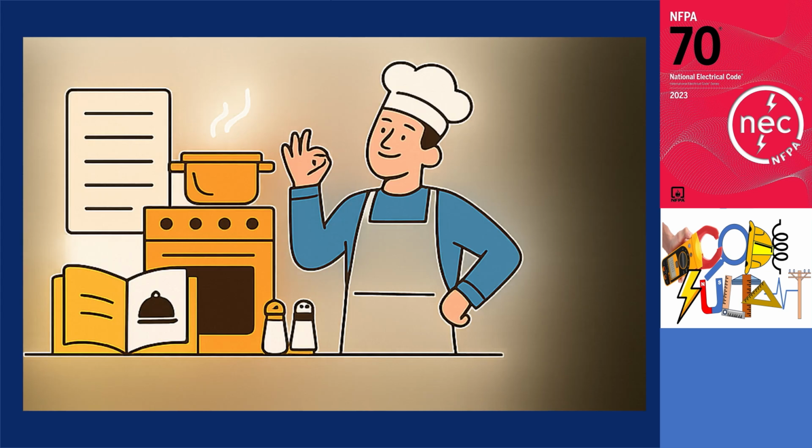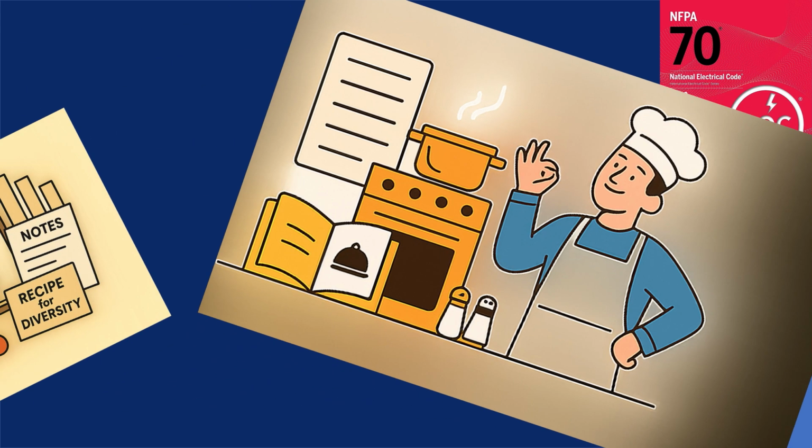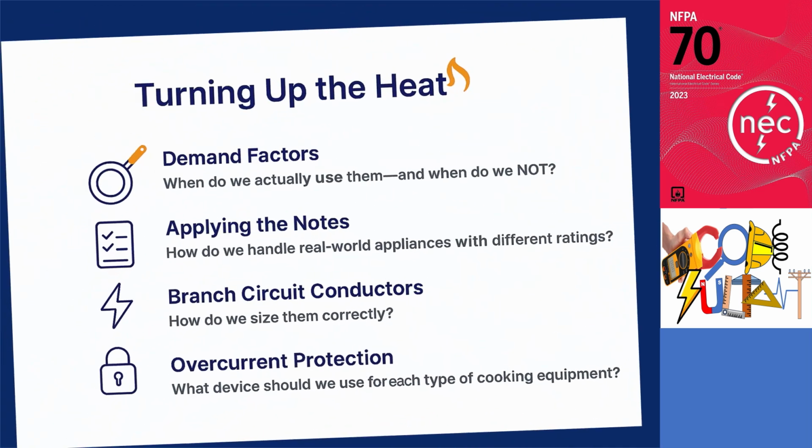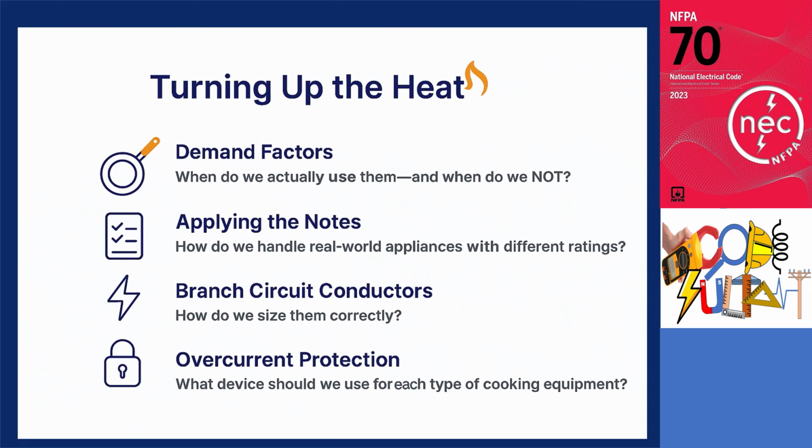And that wraps up our first cooking session with table 220.55. Today, we prepped our ingredients, the appliances, the columns, the notes, and the NEC's recipe for diversity. As we move forward in this series, we'll start turning up the heat and answering the big questions that every designer eventually asks. When do we actually use demand factors, and when do we not use them?